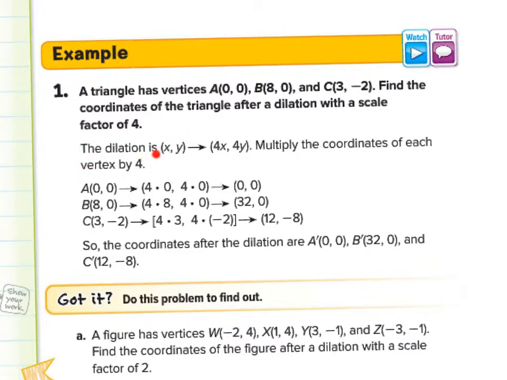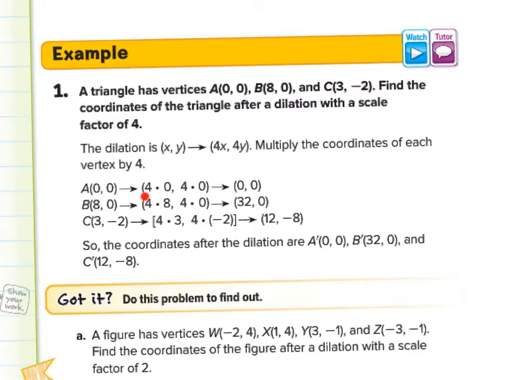The dilation is, again, when we multiply a number by a whole number, our number is going to increase. But if we multiply by a fraction, it's going to decrease. Don't forget that. The dilation is (x, y) becomes (4x, 4y). So as you see here, we multiply the coordinates of each vertex by 4.